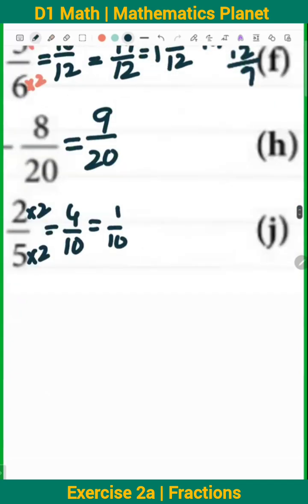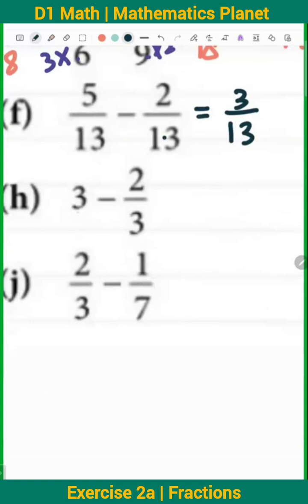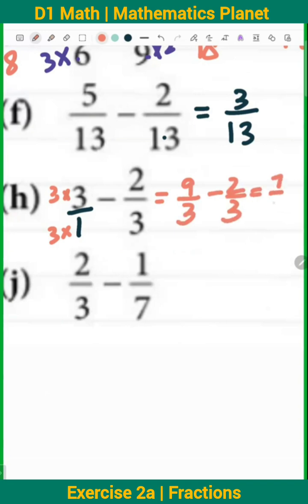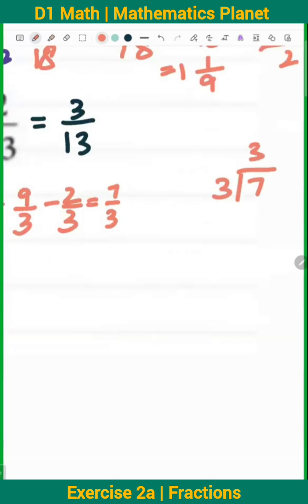Okay, last two questions are left. It's 3 minus 2 by 3. If there is nothing in the denominator, write 1. So now to make the denominator same, multiply this fraction with 3. 3 3s are 9, 3 1s are 3, minus 2 by 3, which is equal to 7 by 3. Right? Now we can convert it into a mixed fraction. 3 times 2 is 6. We got 1. So it's going to be 2 whole 1 by 3. Got it?